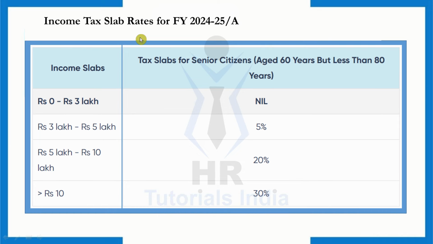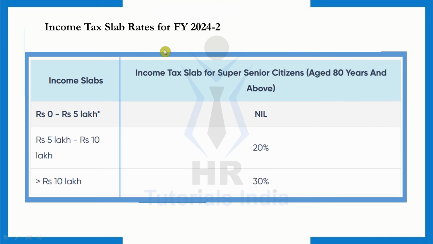Income tax slab rates for the financial year 2024-25, assessment year 25-26, for employees whose age is between 60 and 80 years. 0 to 3 lakhs is nil, 3 lakhs to 5 lakhs it is 5%, 5 lakhs to 10 lakhs it is 20%, and for those drawing more than 10 lakhs it is 30%. For employees whose age is 80 and above, salary between 0 and 5 lakhs is nil, 5 lakhs to 10 lakhs it is 20%, and above 10 lakhs it is 30%.